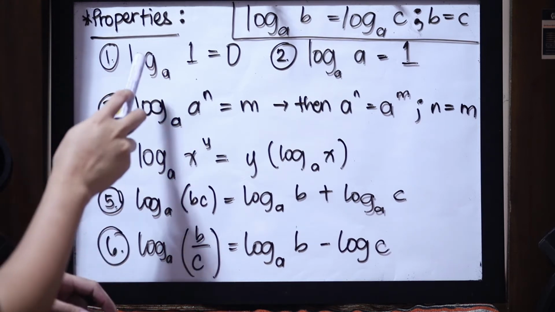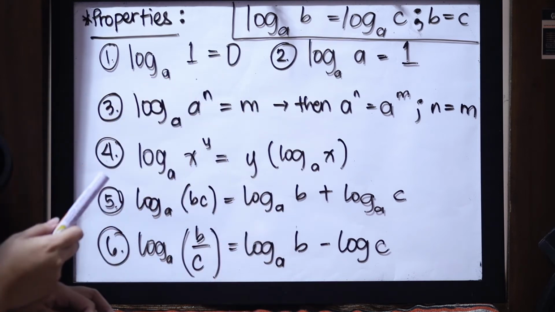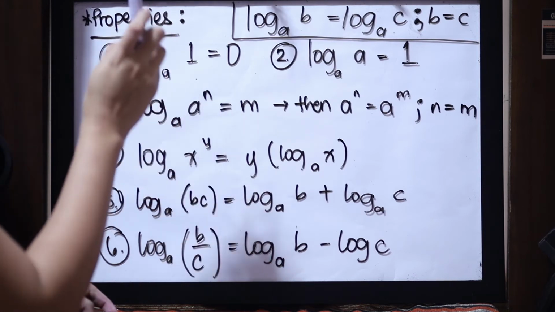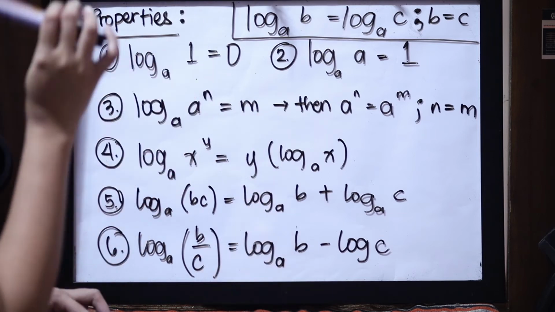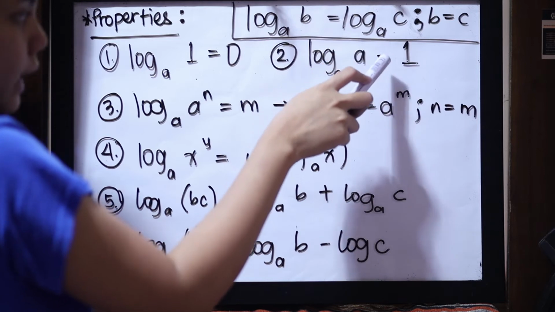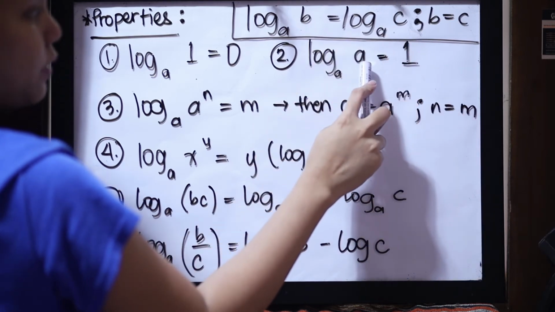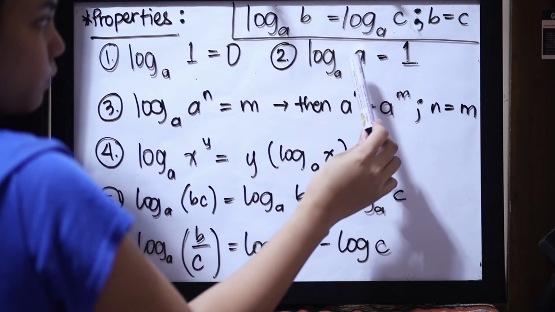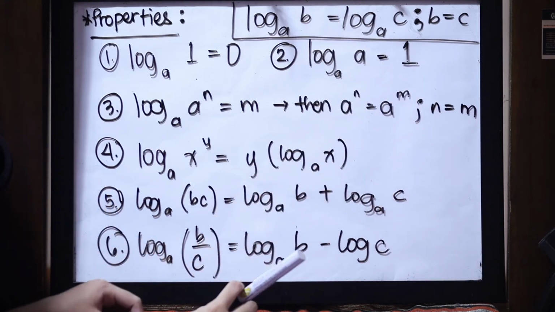Una, logarithm of 1 to the base a will be always equal to 0. So, regardless of the value nung nasa base niya, as long as 1 ito, the answer will still be 0. Tapos, pagka naman logarithm of a to the base a, ang laging sagot niya ay 1. Pag nagpareho yung nasa base at nagpareho yung nandito, ang tawag nila dito ay argument. So, pag itong dalawang to ay nagpareho, ibig sabihin ang answer ay 1.